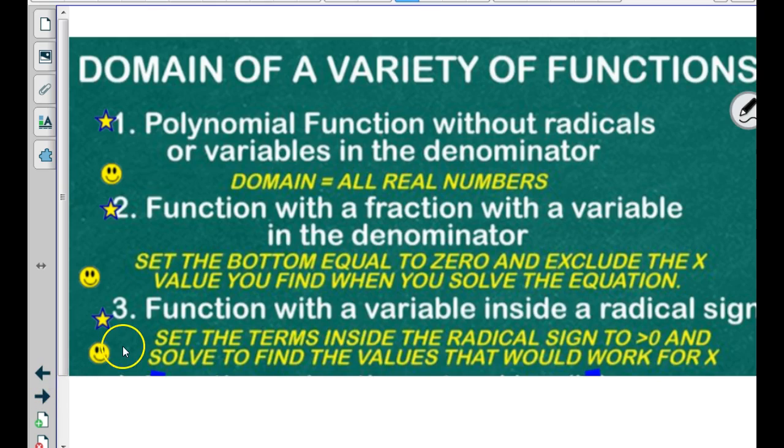Okay, quick overview though. Repeat after me. The domain is all real numbers, unless there's an x in the denominator, or there's this radical. Anything inside the radical, it says set the term inside the radical greater than or equal to 0 and solve. Okay, anything with a fraction in the denominator, you set the bottom equal to 0 and you say it can't equal that number.